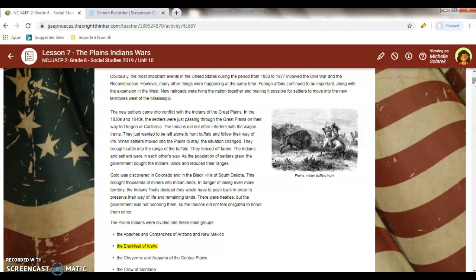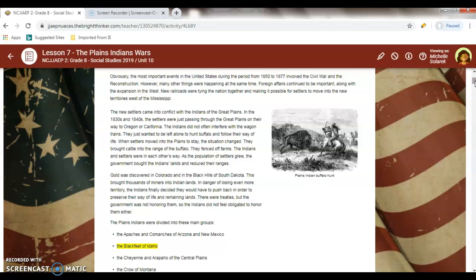New settlers came into conflict with the Indians of the Great Plains in the 1830s and 1840s, and settlers were just passing through the Great Plains on their way to Oregon or California in those western states. The Indians did not often interfere with the wagon trails; however, they wanted to be left alone to hunt buffalo and follow their way of life. When settlers moved into the plains to stay, the situation changed. They brought cattle into the range of the buffalo and they fenced off farms. And the Indians and settlers were in each other's way as the population of settlers grew.